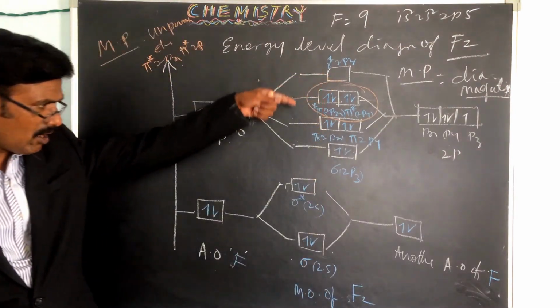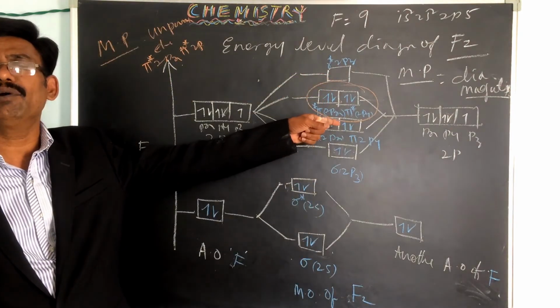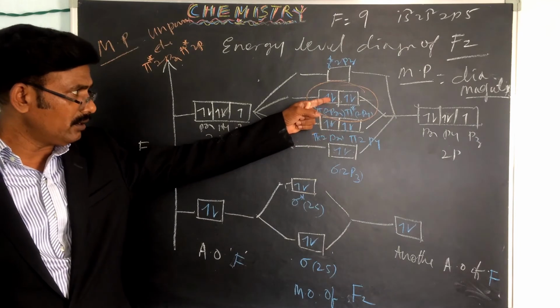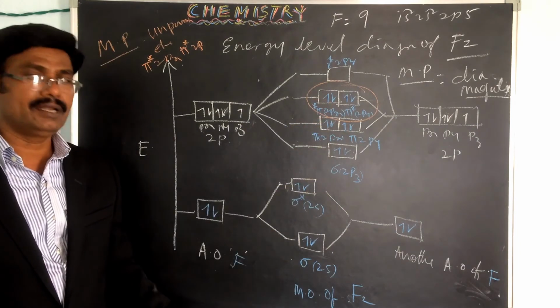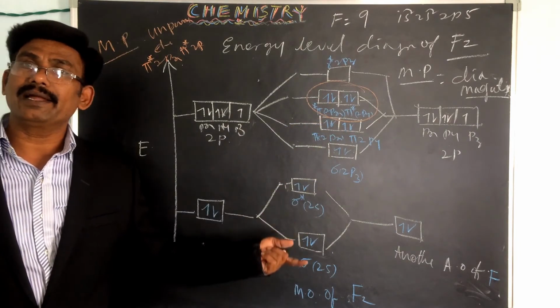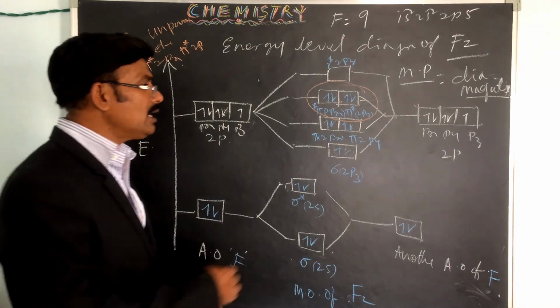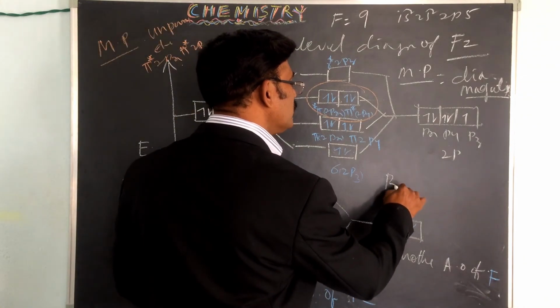Diamagnetism, because all are paired in bonding and anti-bonding. All are paired, look here, paired. So this is our diamagnetic. And bond order: how can you know the bond order?